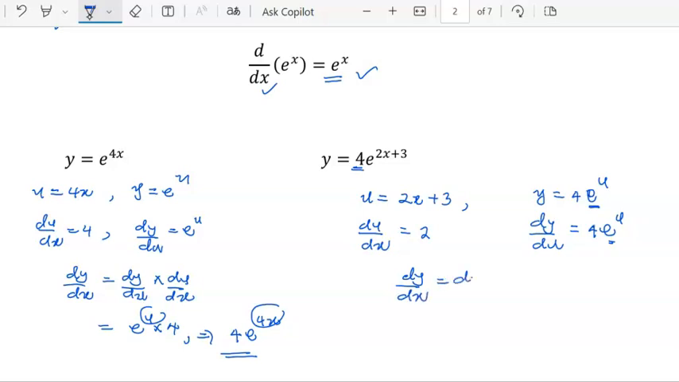That means your dy/dx is going to be equal to dy/du multiplied by du/dx. So what is your dy/du? Your dy/du is 4 e to the power of u, multiplied by du/dx, which is 2. So your final answer is 8 e to the power of u. What's u? u is 2x plus 3. That's your derivative. Now, take note of the answer. There's a shortcut here, but I don't give you the shortcut at this point. I will give you the final shortcut.